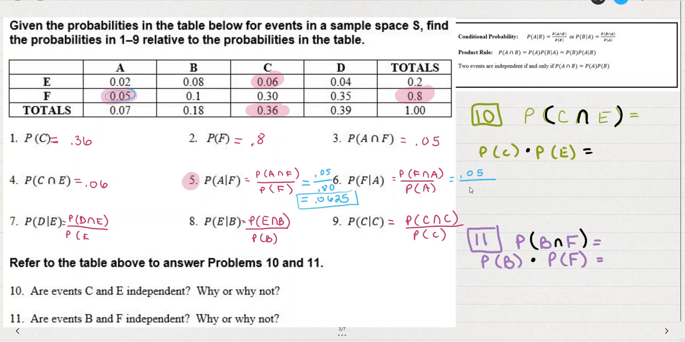And then the probability of A occurring is 0.07. And when I divide those, I get approximately 71.4%, so 0.714. Probability of D, given that E has already occurred, we're going to do the probability of D and E.